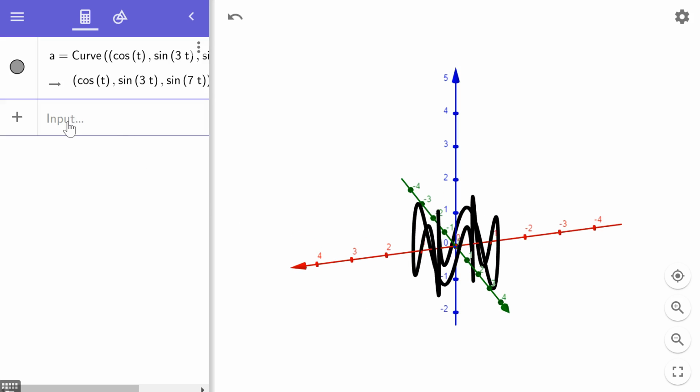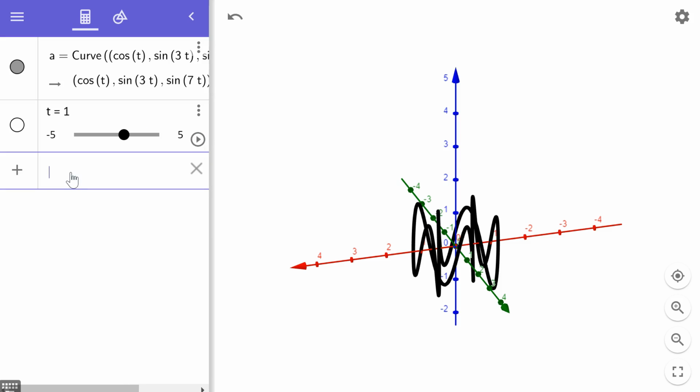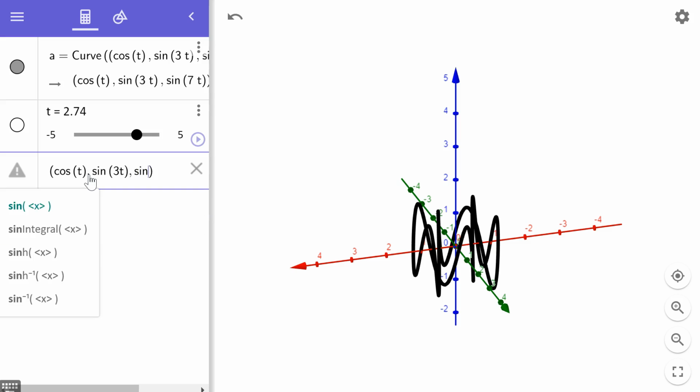Let me also do this. Let's say I have a t, and I'm going to let the values run. So let me change my t from 0 to 10. Let me stop. 0 to 10, and then let me sketch the point. That's going to be cosine of t, and then sine of 3t, and then sine of 7t.